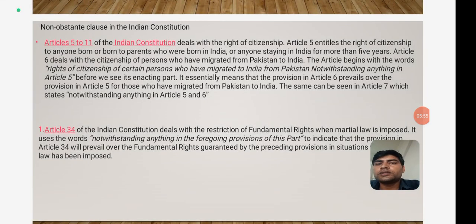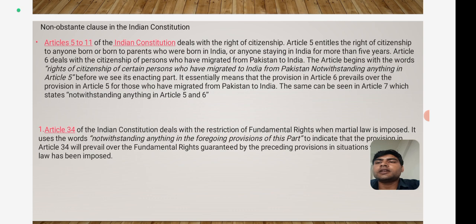Non-obstante clause used in the Indian Constitution. Articles 5 to 11 of the Indian Constitution deal with the right to citizenship. Article 5 is entitled the right to citizenship: anyone born in India or born to parents who were born in India, and anyone staying in India for more than 5 years. Article 6 deals with the citizenship of persons who have migrated from Pakistan to India. Article 6 begins with the words right to citizenship of certain persons who have migrated to India from Pakistan.